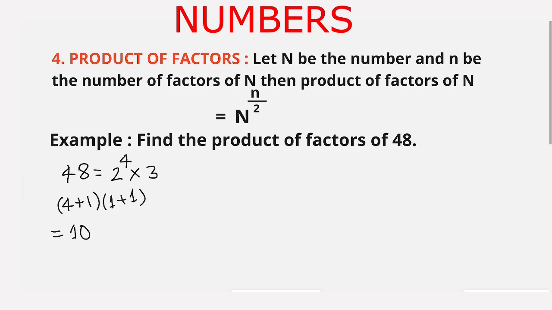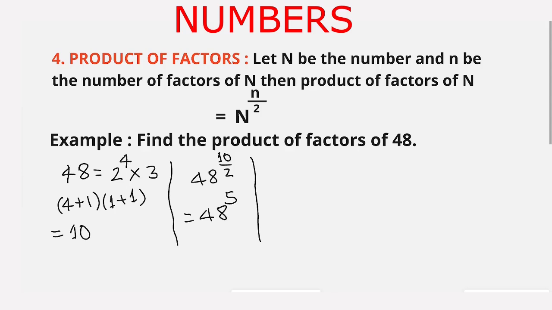So the product of factors is 48 raised to the power number of factors divided by 2, and this is equal to 48 to the power 5. This is our answer. Now how has it come? So let's verify it, and by that we will verify the formula as well.